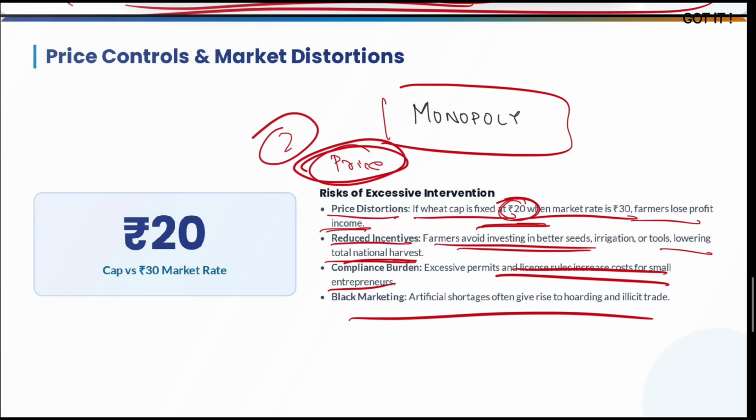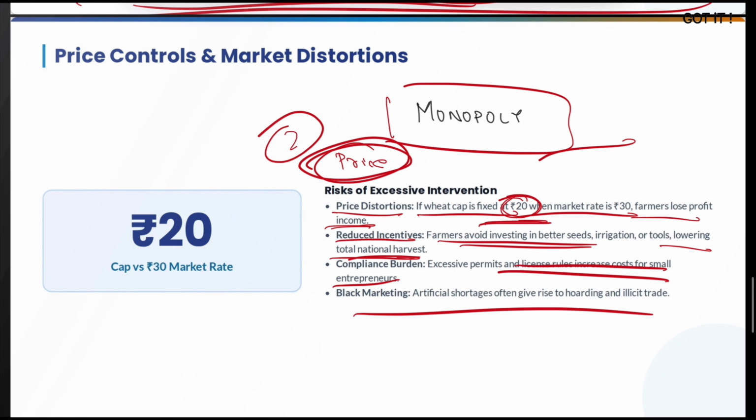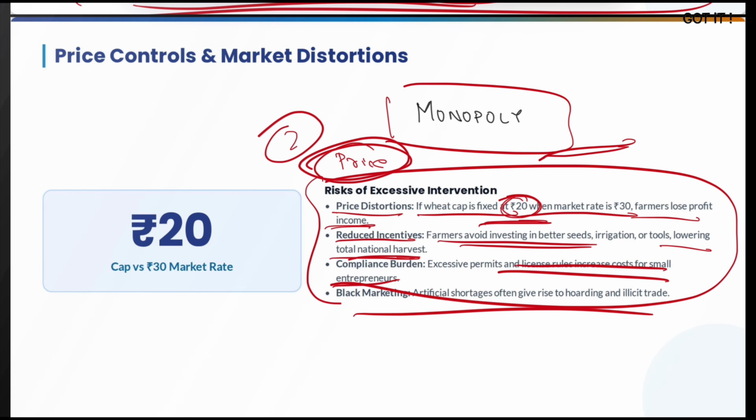So there is a problem of monopoly, due to which price caps and price ceilings have been introduced. But there are also risks of excessive intervention, which are as follows.